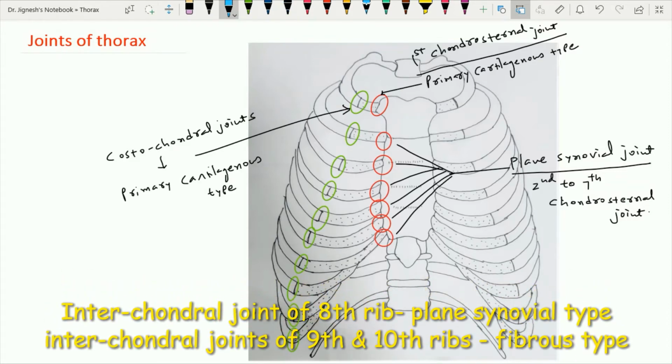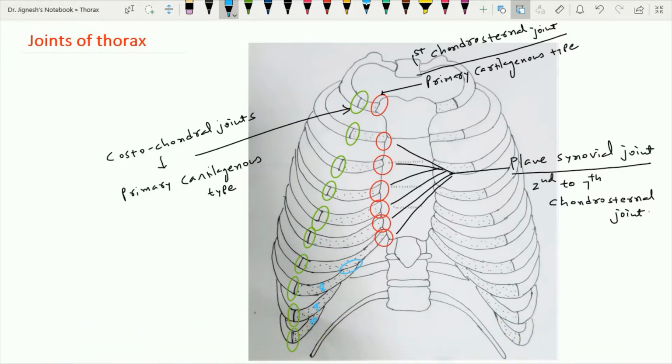As we know, the costal cartilages of rib number 8, 9 and 10 articulate with the inferior border of the higher costal cartilage above, and these joints are plain synovial joints, except those with the ninth and the 10th rib, and these ninth and 10th rib joints are fibrous in nature.